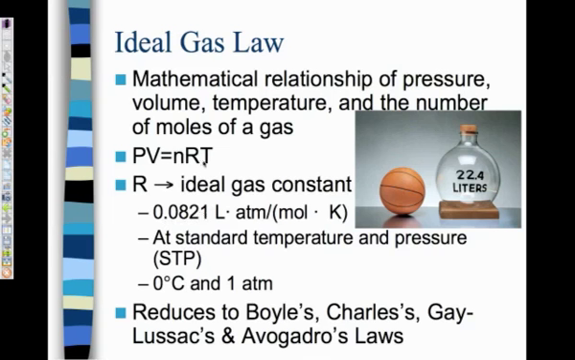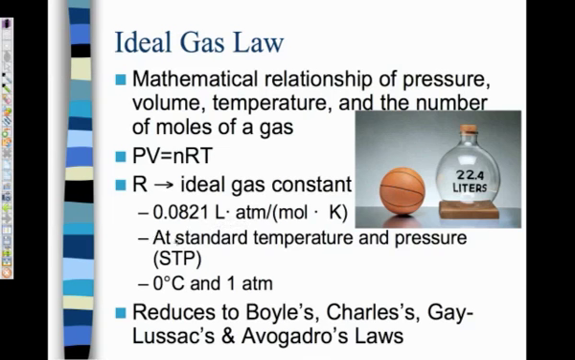Now if you look at the units of this constant, for volume we always have to use liters, pressure needs to be in atm, n will be moles, and temperature is Kelvin. So whenever we use the ideal gas law, we have to be in liters and in atm.